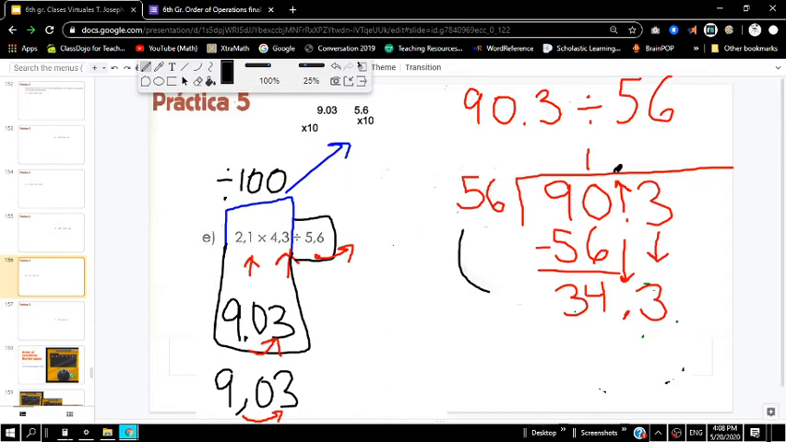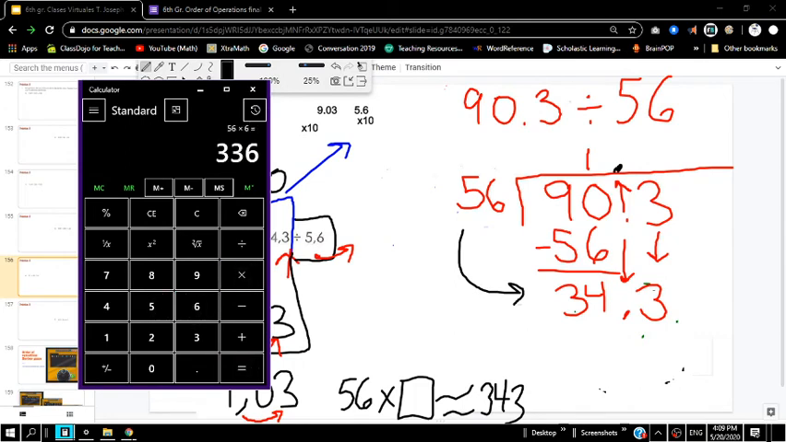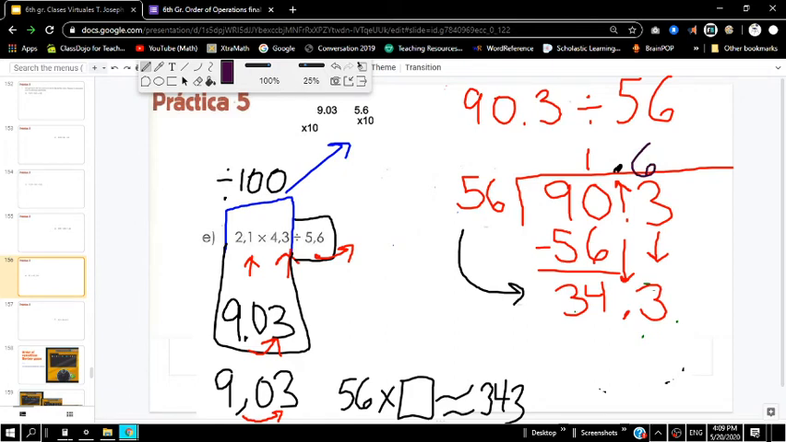Let's see how many times 56 enters 343. 56 times some number needs to come close to 343. We could try 56 times 5? No, that's way too small, 280. 56 times 6, I think that might work actually. Let's try 56 times 6. What is 56 times 6? 336. That's actually perfect. So now we know that 56 times 6 comes close, which is 336.